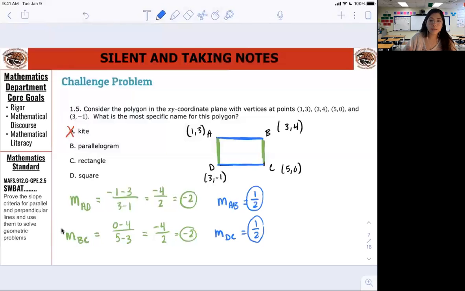I would argue that yes, you can get rid of one answer. Which one? Parallelogram. Good. Because what do I know now? I know that I have parallel sides, and what else do I know? Perpendicular angles. Good. They're perpendicular because the slopes are perpendicular.